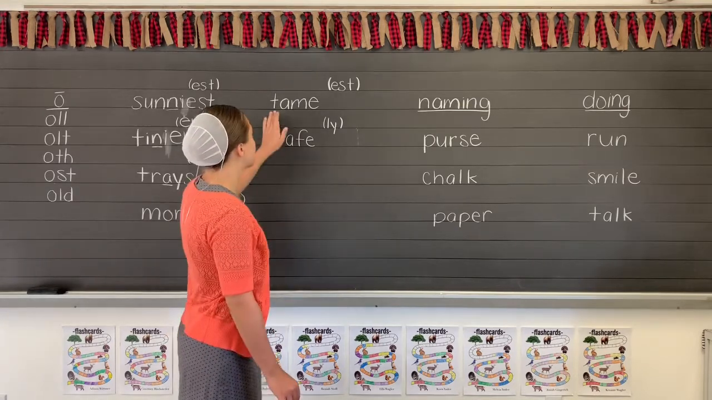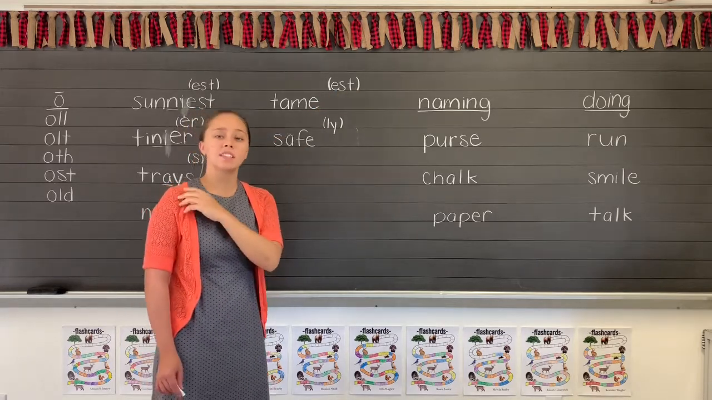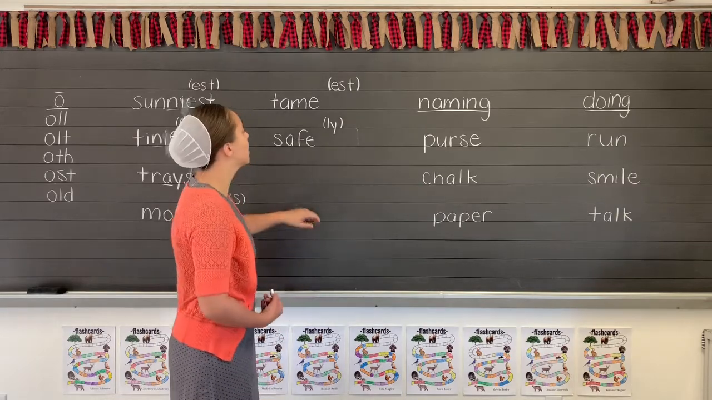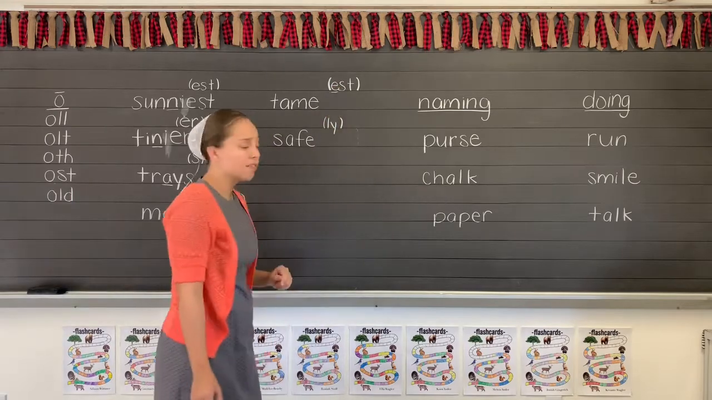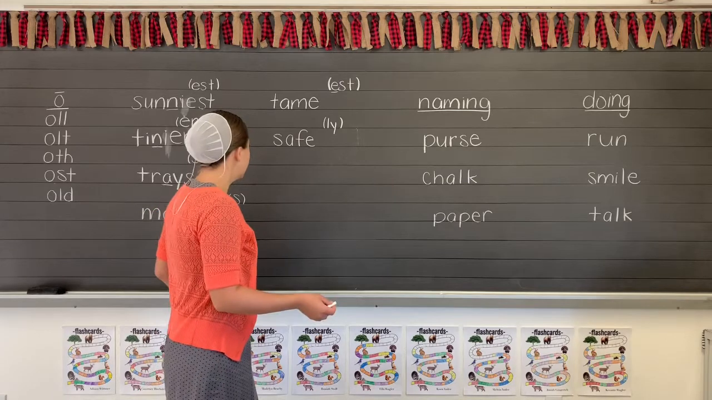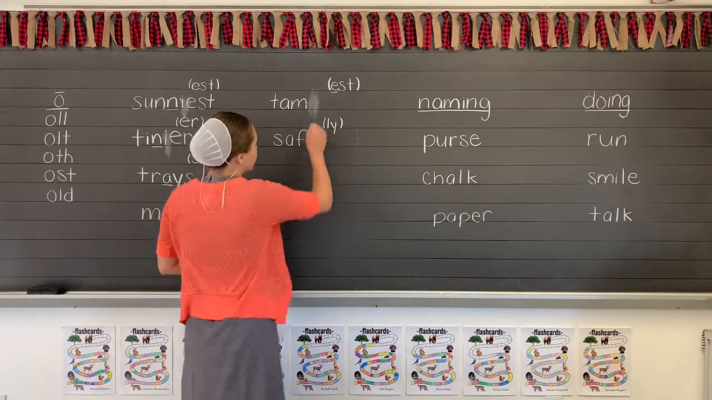So let's look at the first one, the word tame. We're wanting to add the suffix est. Now, is that a vowel suffix or is that a consonant suffix? We tell by looking at the very first letter. Like in this one, the E. Is E a vowel or a consonant? E is a vowel, right? So we are going to drop the E and add the suffix.